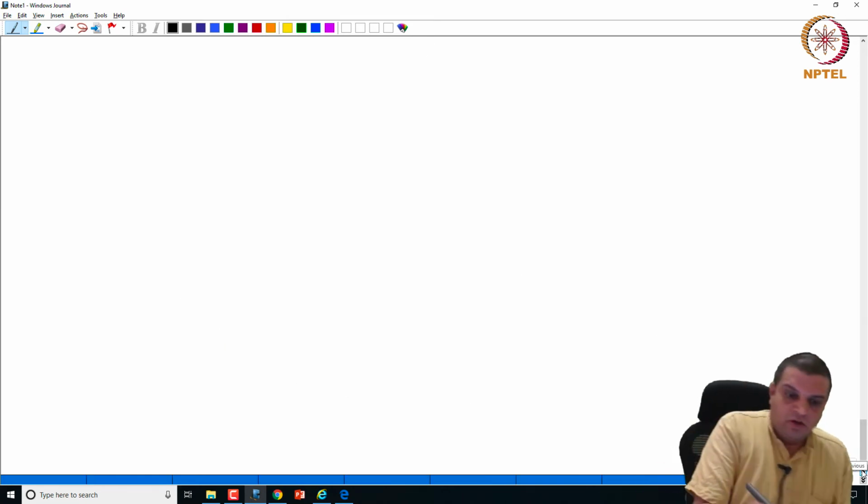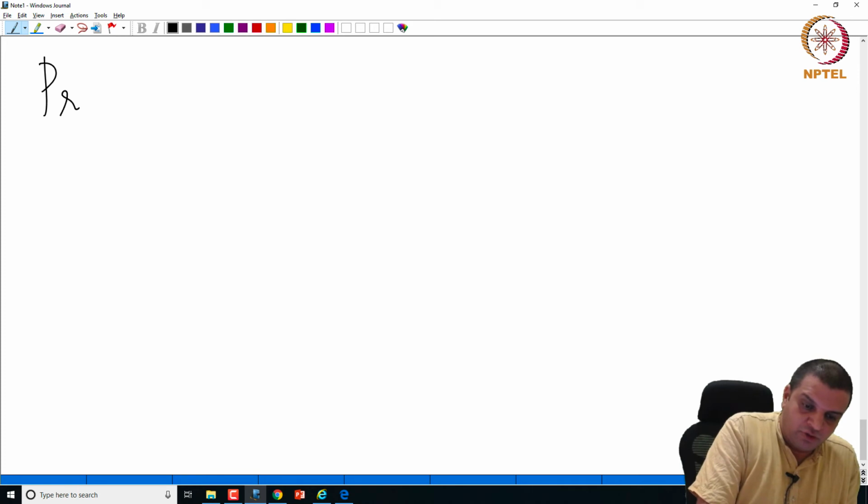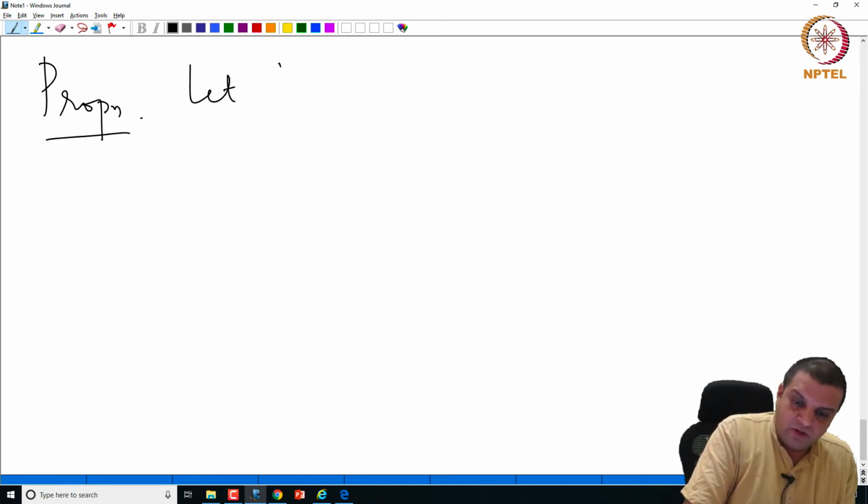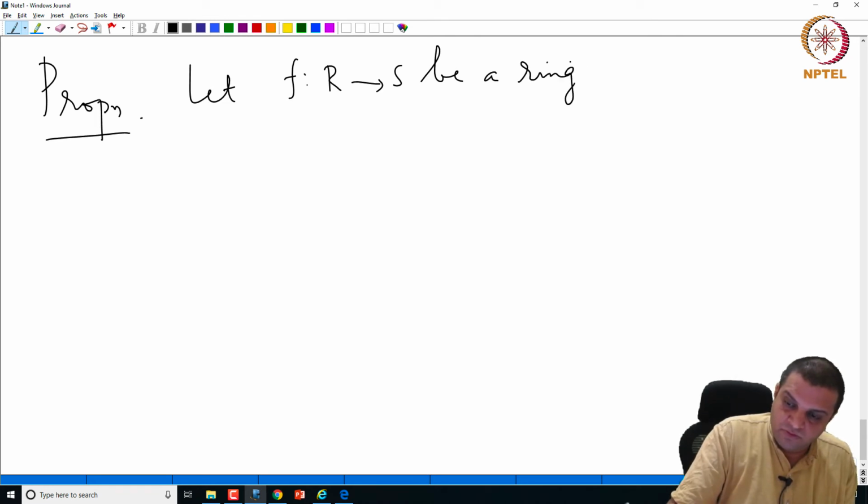Okay. So here is a proposition which you should prove. Let f from R to S be a ring map. Then the kernel of f is an ideal of R.